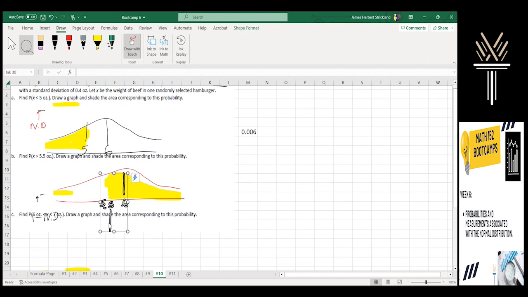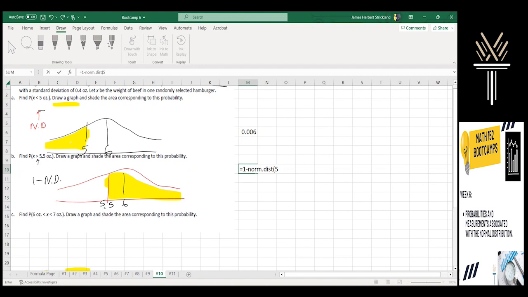So now that I want greater than, of course, what does that mean? It means I want to the right. So I'm going to be doing 1 minus norm.dis once my OCD is happy and I move all this back where it goes. There we go. Okay, I'm happier now. 1 minus norm.dis. Measurement was 5.5, given 6, given 0.4, and always, always true, right? There's my probability of being greater than.